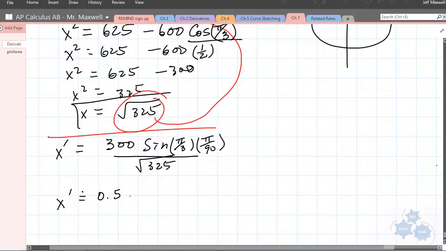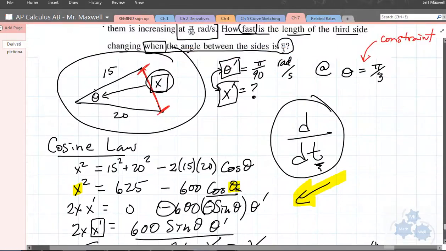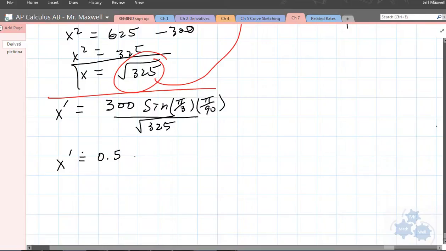All right, and that's what it is. So it's 0.5 as a decimal, not an exact value, but 0.5 what? Well, let's look back to the question. The angle is changing at radians per second. Would that make sense for x? No. X is not measured in radians. X would be measured in, look at that, meters, because these are in meters. And of course, the time is per second. So x will be changing at 0.5 meters per second.